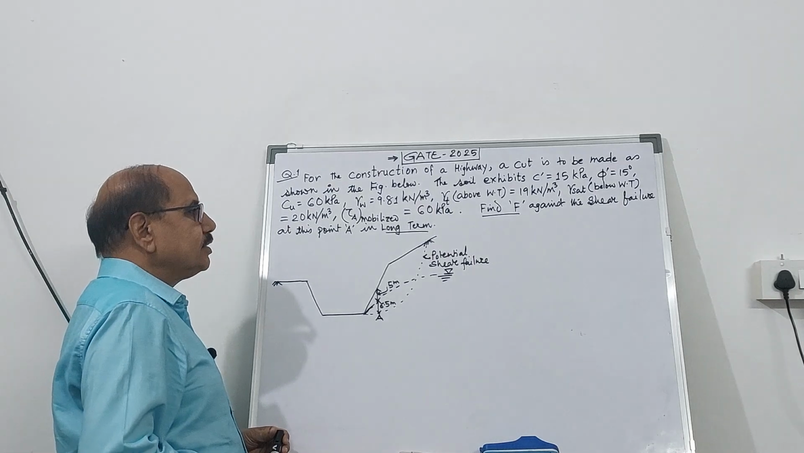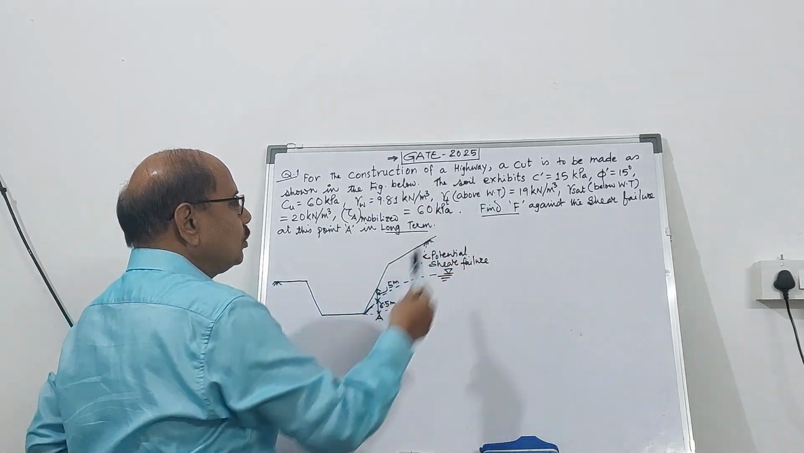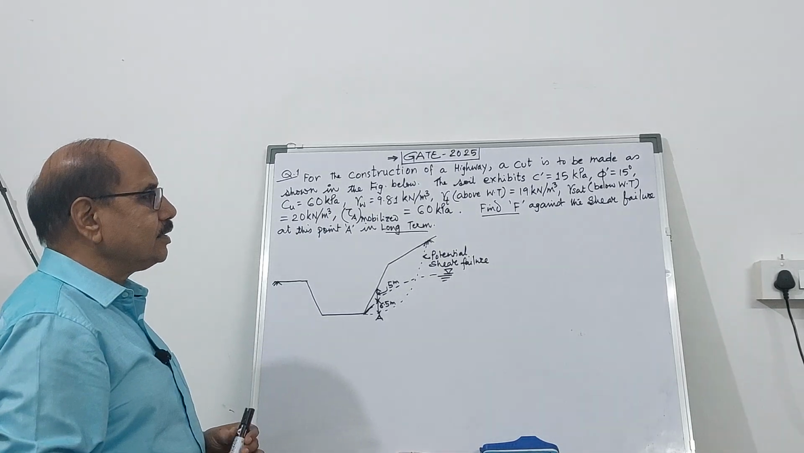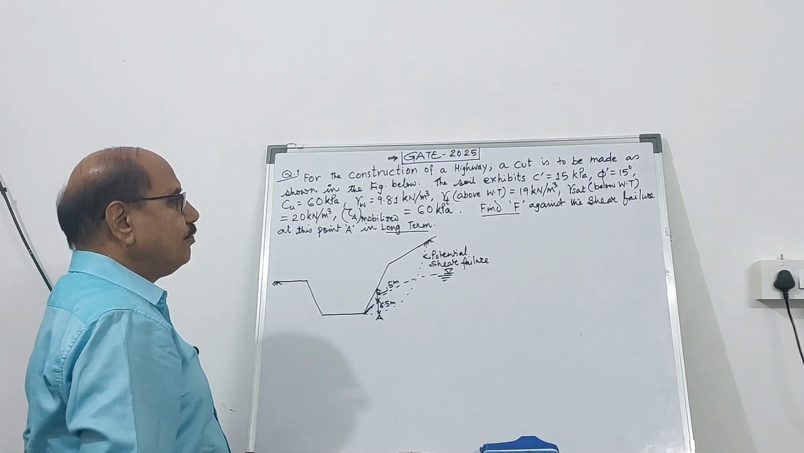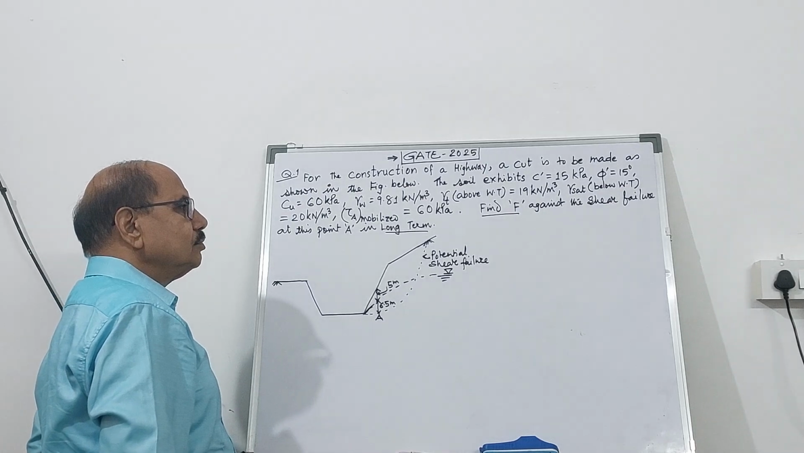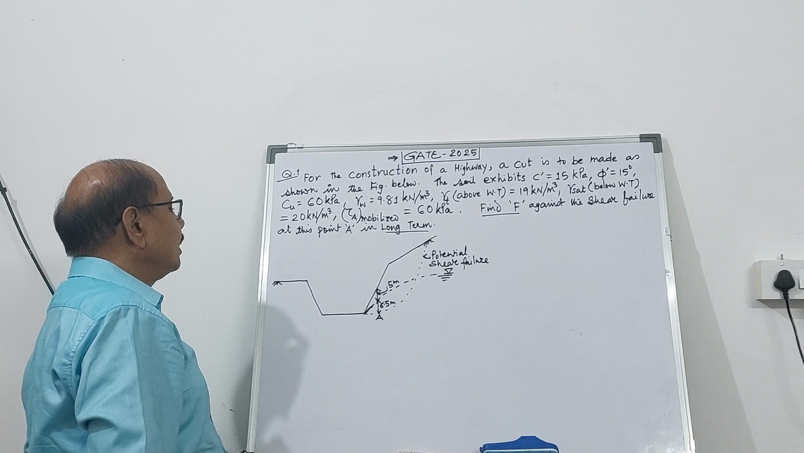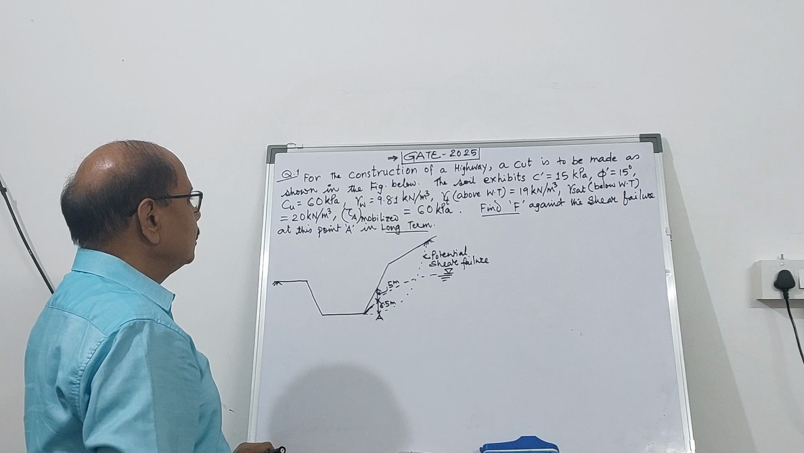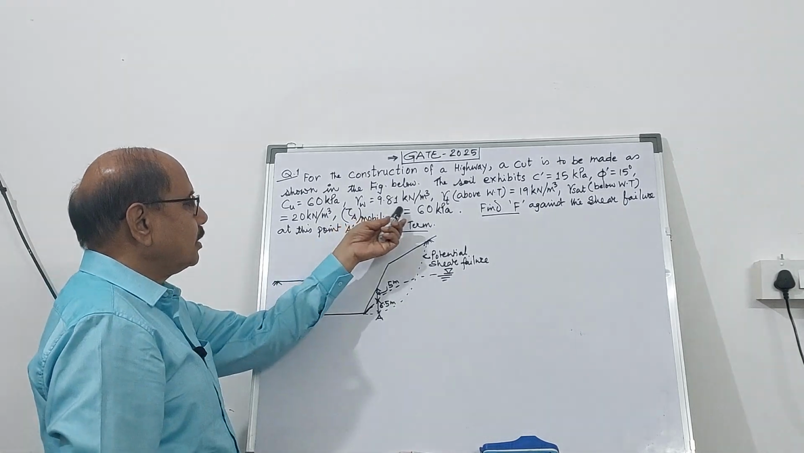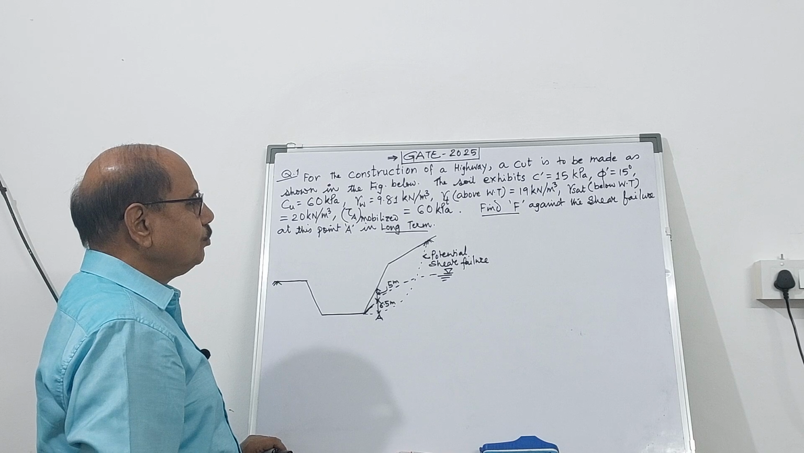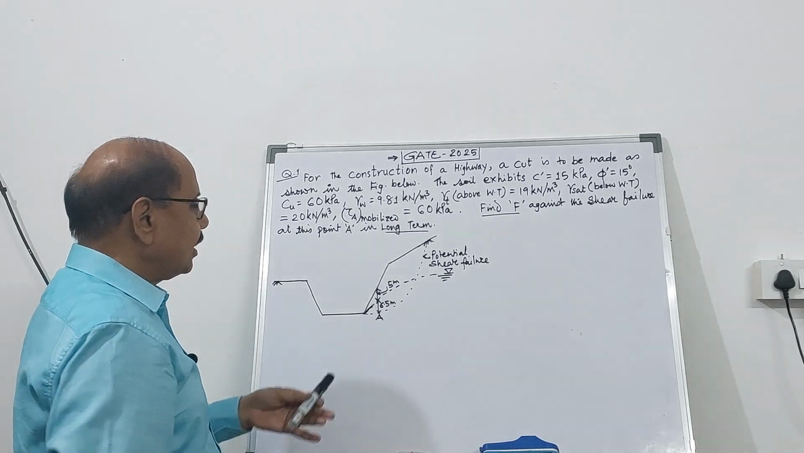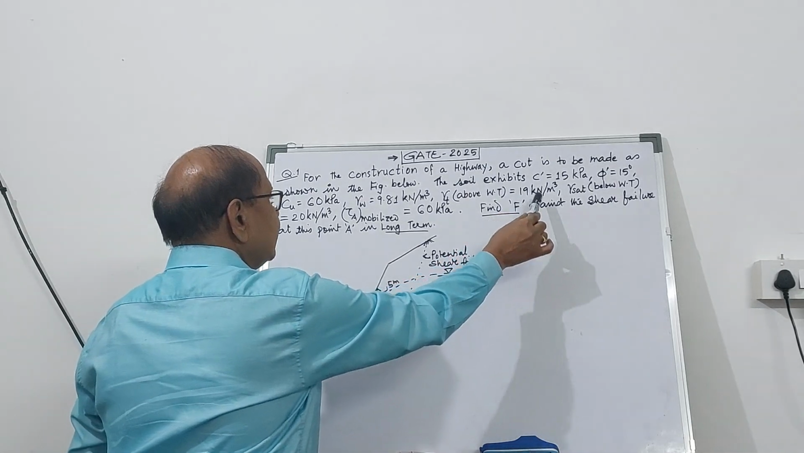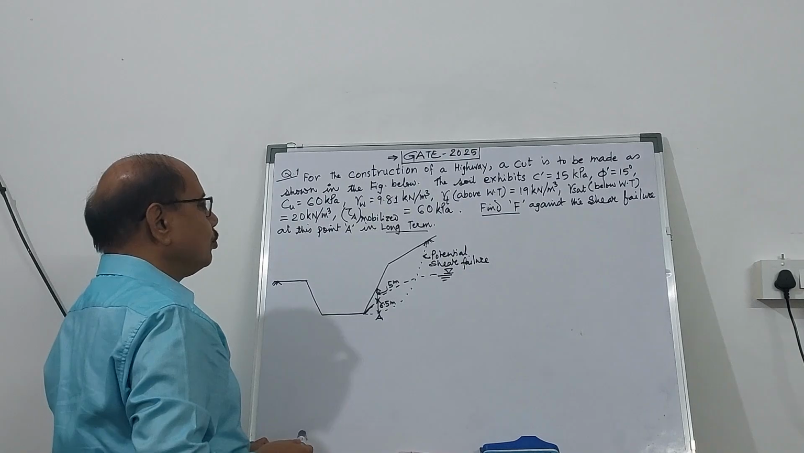The soil exhibits c prime equal to 15 kilopascal. That is, the effective cohesion is given. The effective internal angle of friction is 15 degrees, and the undrained cohesion is also given as 60 kilopascal. The unit weight of water is 9.81 kilonewton per meter cube, and gamma T above the water table and below the water table are given as 19 and 20 kilonewton per cubic meter.